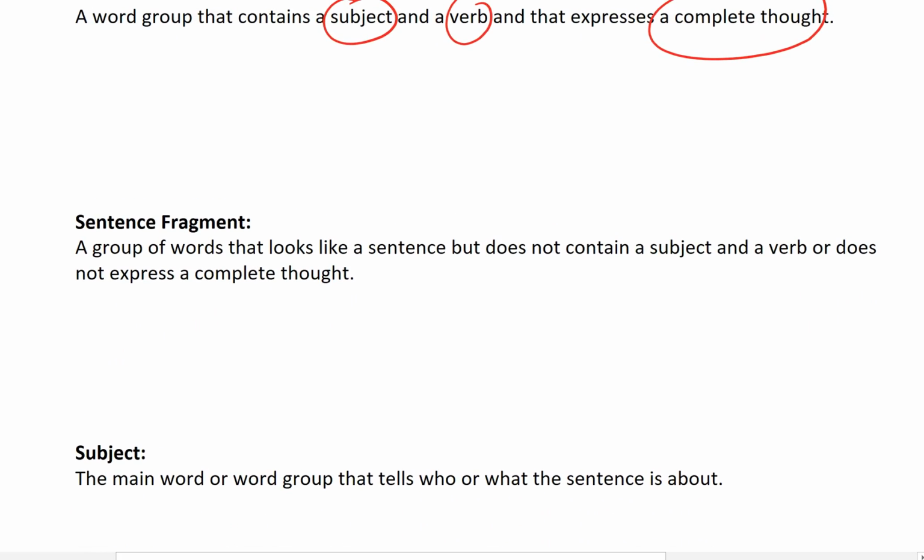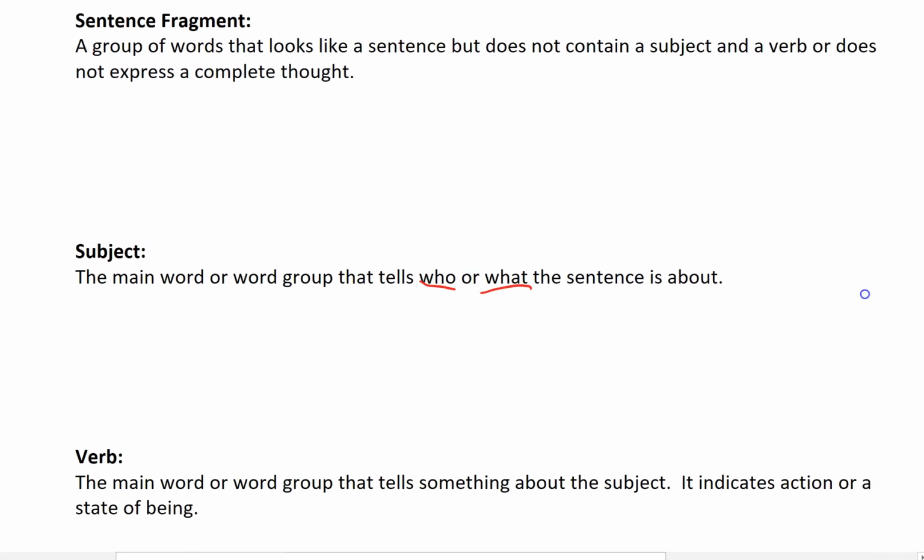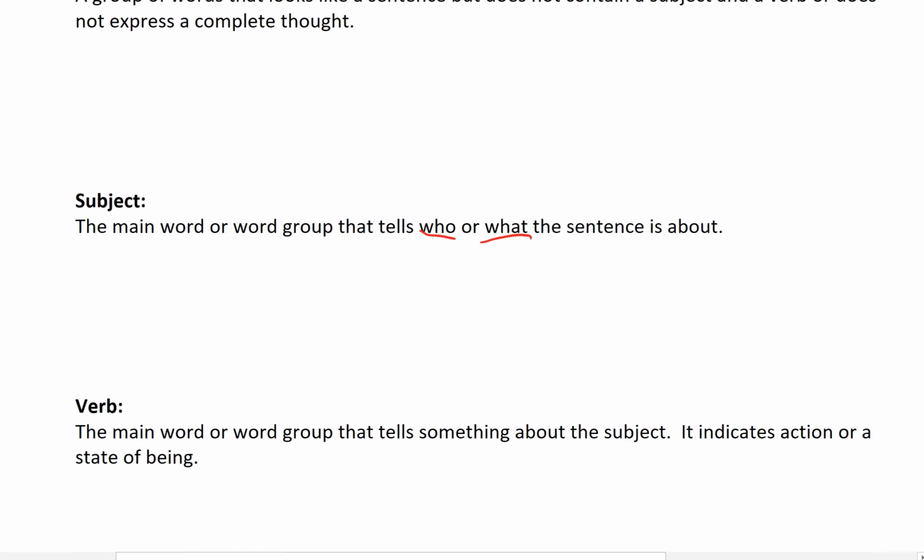Now, let's get into what all these words mean. A subject is the main word or word group that tells who or what the sentence is about. And a verb is the main word or word group, and this can get a little confusing, we'll get to that soon, that tells something about the subject. It indicates action or a state of being, and these are two different things with two different types of verbs that we will eventually get to.